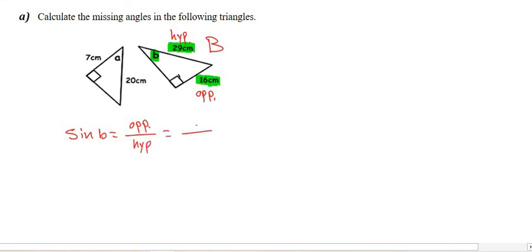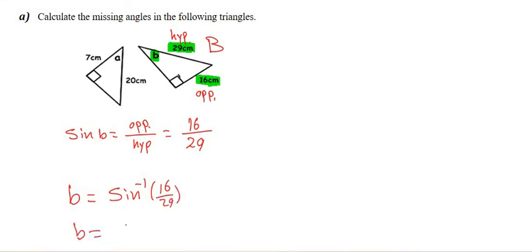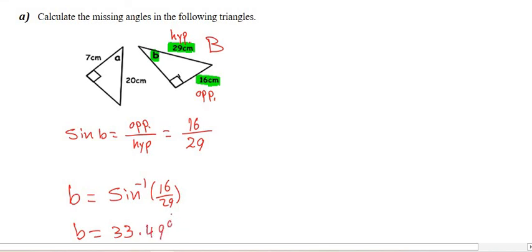I know that sine B simply equals opposite side over hypotenuse, which equals 16 over 29. In order to find the angle, you need to apply the inverse trig ratio. So to find the value of angle B, apply inverse sine of 16 over 29. And by using the calculator, you find B equals 33.49 degrees. And this is the required.